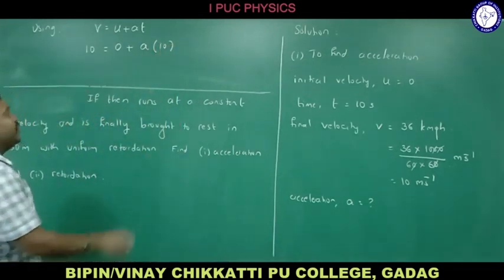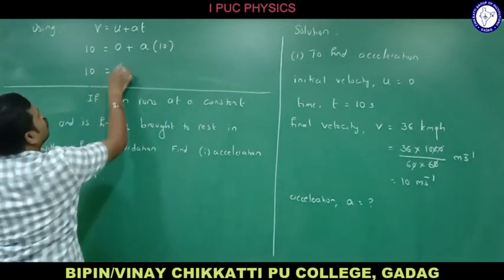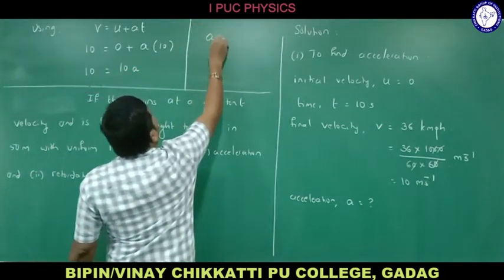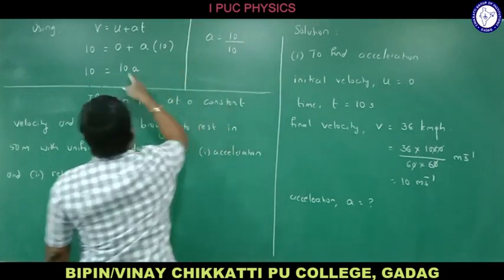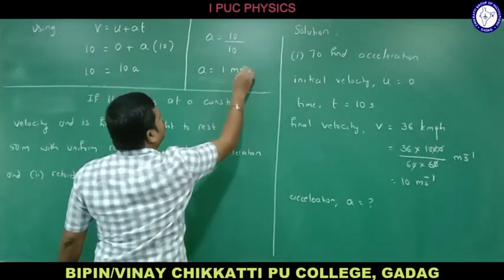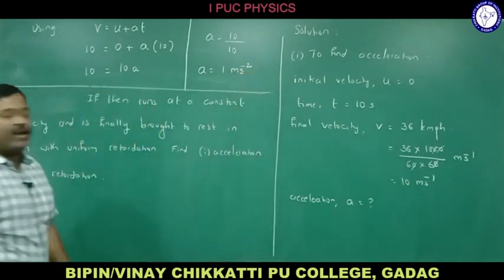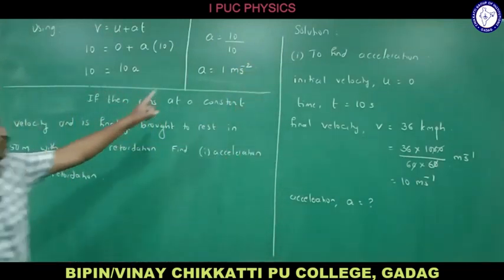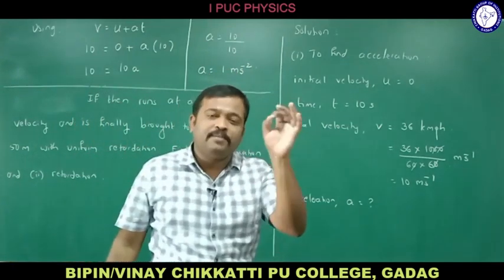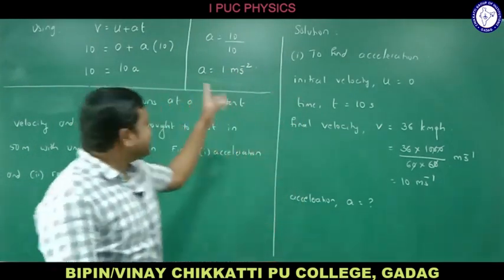So what do you get now here? That is 10 is equal to 10A. Means you need to calculate A now. A is equal to 10 divided by 10. So A is equal to 1. What is the unit? Meter per second square. Do you remember? So what is the unit of acceleration? Meter per second square. So how much is it now? 1 meter per second square. Right, this is acceleration.